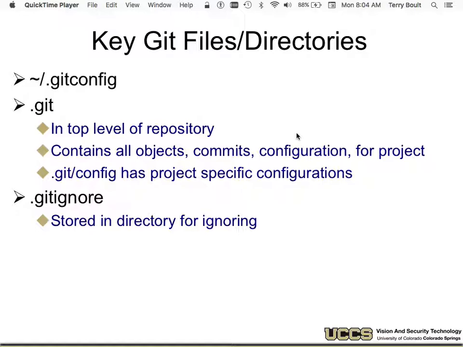Okay, I'm going to start this morning with a little bit... Oh, the clock has been stolen. A little bit of Git.